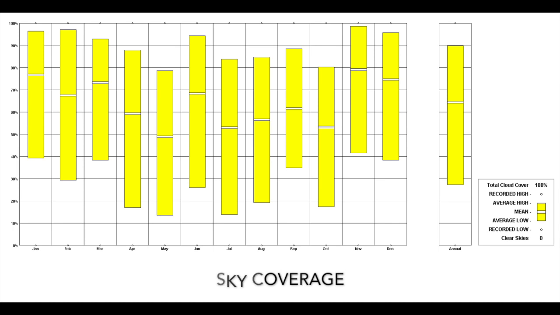Munich experiences significant seasonal variation of cloud cover percentage. On average, between June and September, the sky is much clearer, while from late September to early June, the sky is overcast. The annual average sky coverage is 65%.